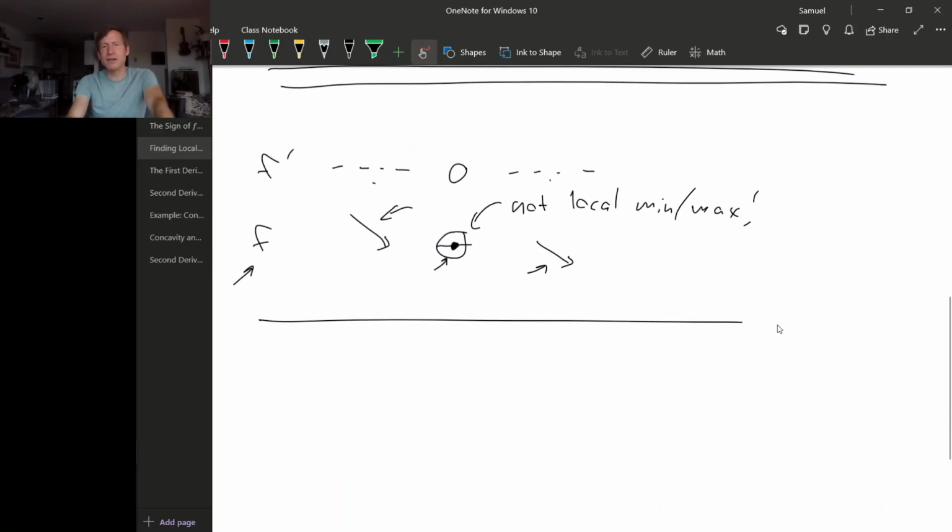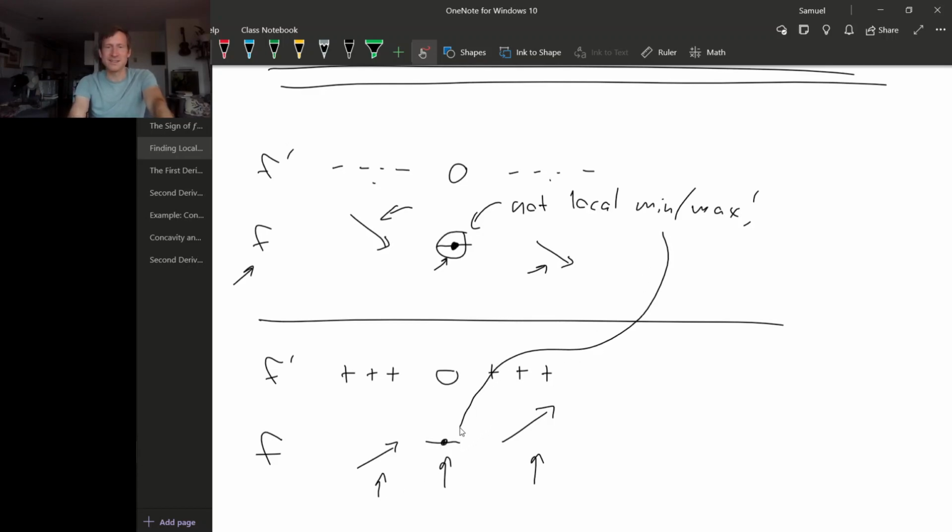And the same kind of thing happens if we have the derivative going from positive to 0 and then back to positive. The original function would be increasing, and then it would have a horizontal tangent line, and then it would keep increasing. In this situation, at this critical value, it's not a local maximum because the graph is higher to the right, and it's not a local minimum because the graph is higher to the left. So again, in this situation, it's not a local minimum or a maximum.